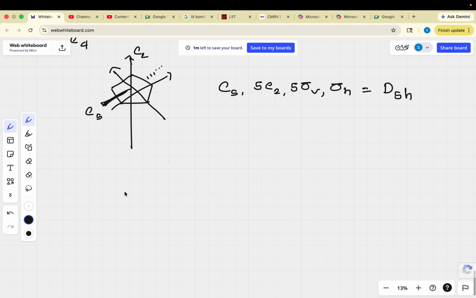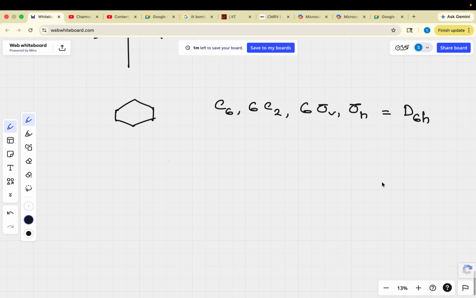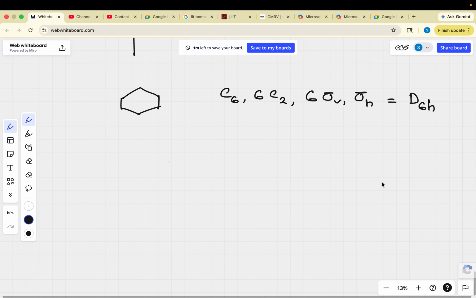If you have a 6-membered ring, your principal axis will be C6, you will have 6 C2, 6 sigma V, and you will have sigma H. So that means you have the D6H point group.